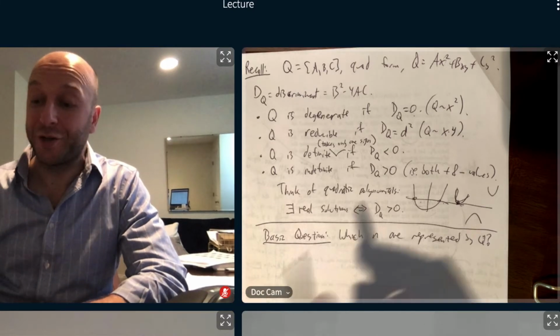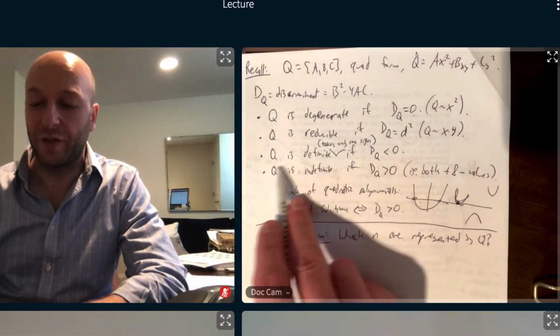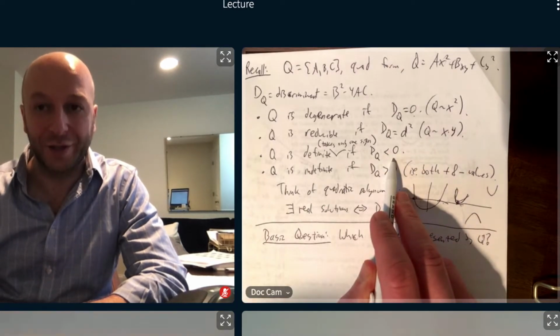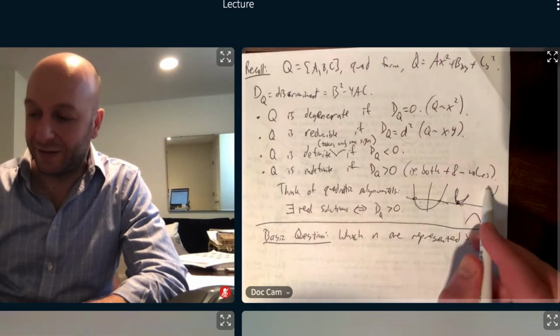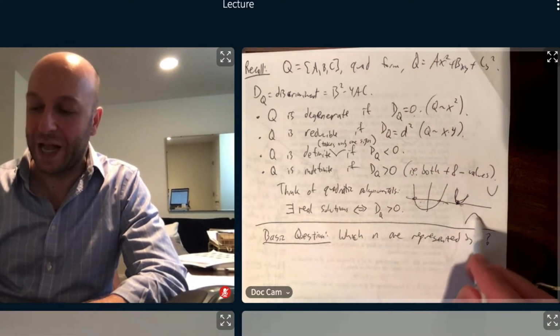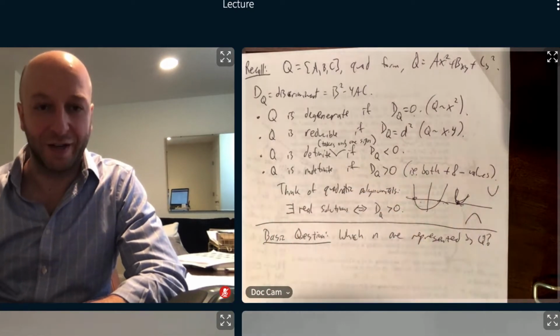What happens to imaginary solutions? Right, so if the discriminant's negative, there are two imaginary solutions, that means there are no real solutions, so you're always either positive or negative, and that means the form is definite.